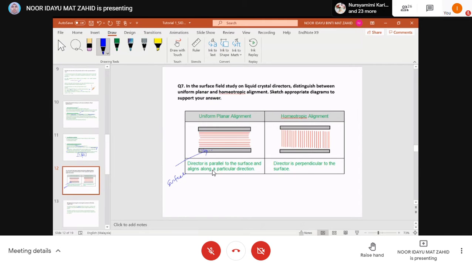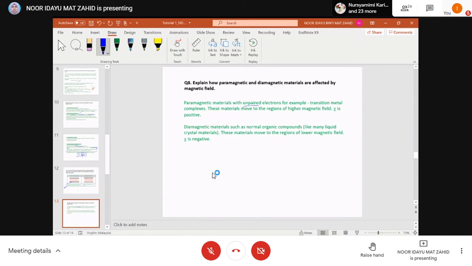Question number 8. This is on magnetic external perturbation. Explain how paramagnetic and diamagnetic materials are affected by magnetic field. Paramagnetic materials, mostly found in transition metal complexes, usually inorganic compounds, have unpaired electrons. When you have paramagnetic materials as your sample for liquid crystal study, this material will move to the region of higher magnetic field, hence the chi value will be positive.